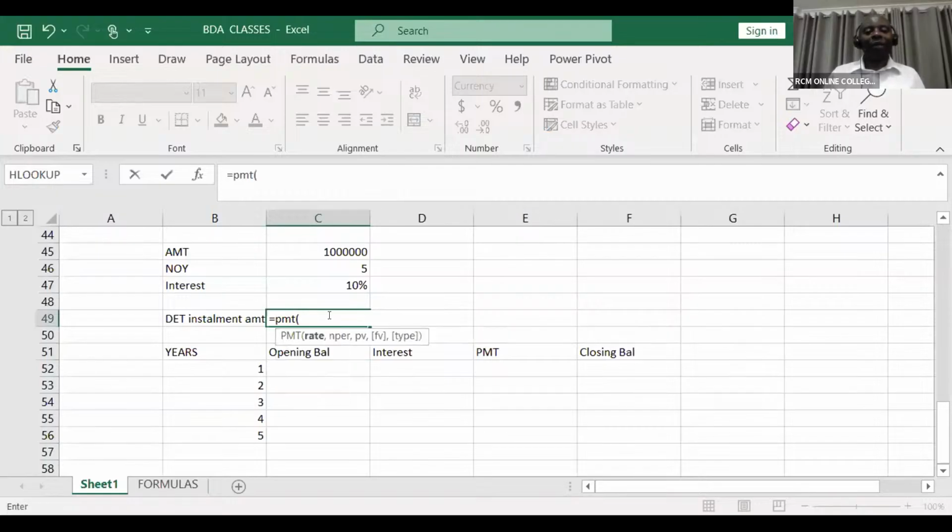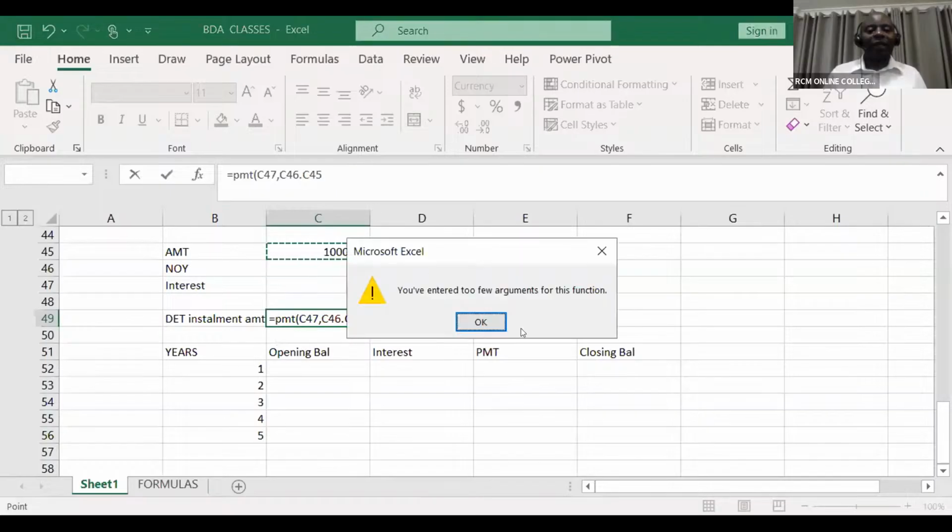Double click that PMT. The rate is 10%, comma. Number of periods are 5, comma. And then we have the amount is that one there. Close brackets.